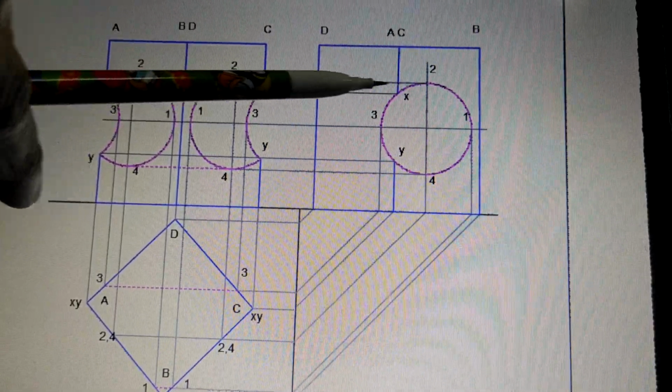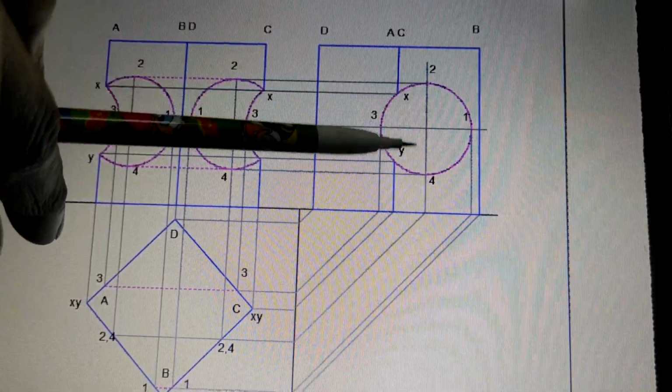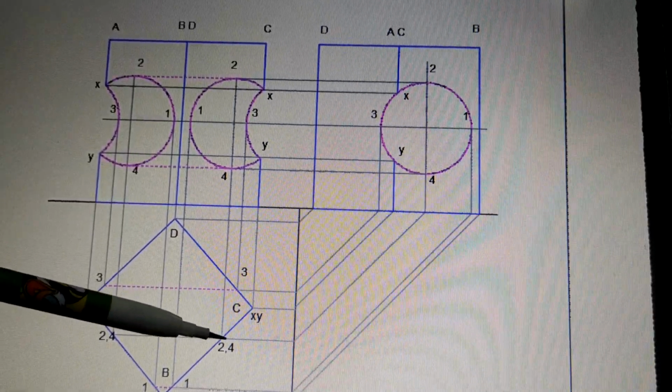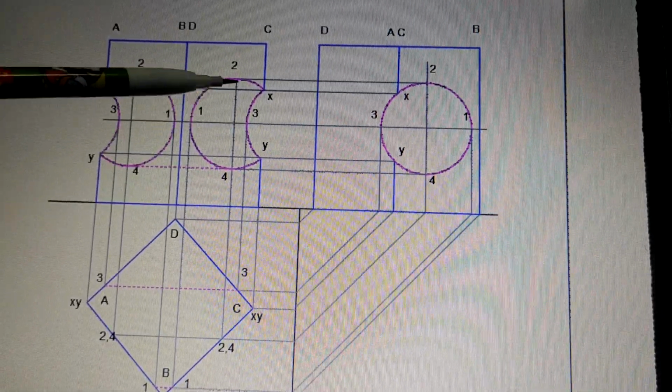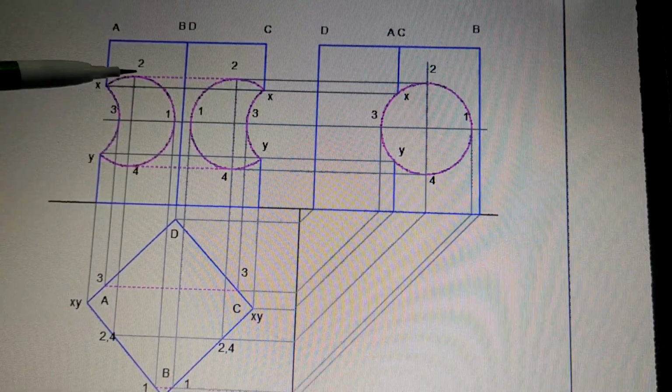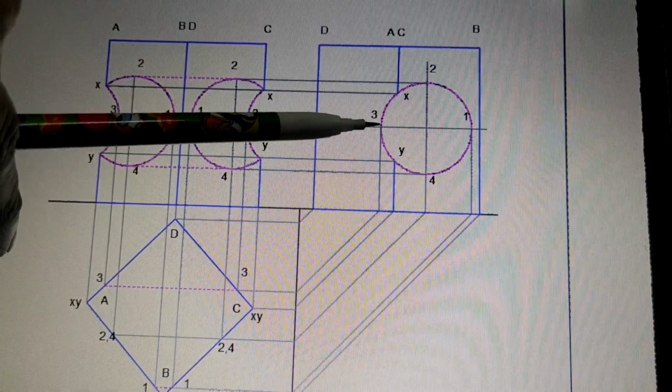Now point 2 is here. Draw a horizontal line. This point 2 is projected down. Then in the top view, point 2 is here. Because it is here, in the front view it will be here. Same thing, the same point 2 is here. So it is here. Next is point 3.